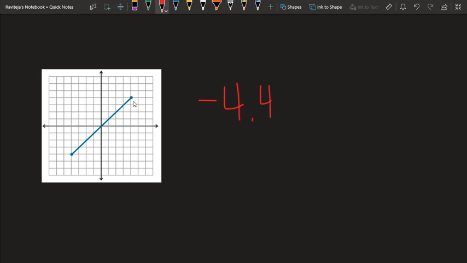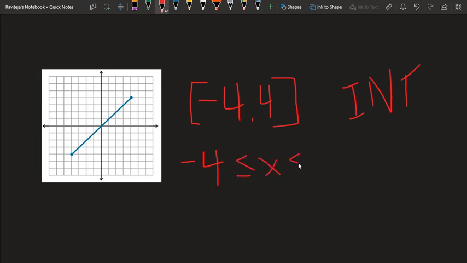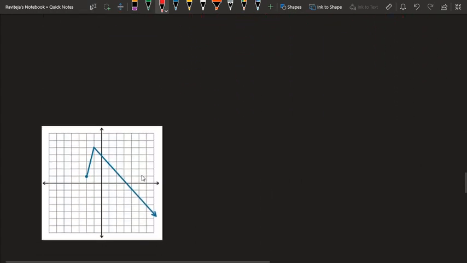Now we have to look at the circles. Are these closed circles? Yes. Since these are closed circles, we would put brackets around them, and this would be our interval notation. Now, from looking at the interval notation, you can figure out that your inequality notation is just negative 4 is less than or equal to x, which is less than or equal to 4. Okay, on to the next example.